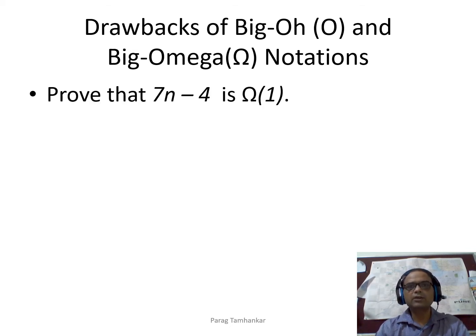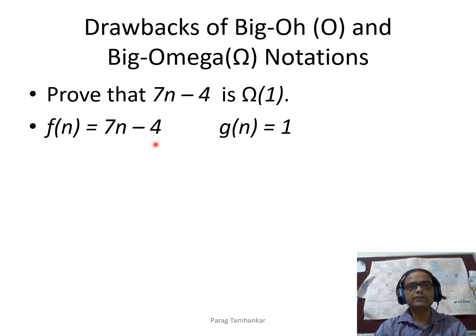Let's see the drawback of big omega notation. If you have 7n minus 4 and you want to prove that it is big omega of 1. Now 7n minus 4, according to what we know, we can ignore the constant, we can ignore the coefficient, and 7n minus 4 would always be order of n. But we will never say that it is a constant time complexity algorithm, because it has got an input dependent term in it, that is n. But mathematically a big omega notation can prove it. So that's the drawback of big omega notation, that we can prove that 7n minus 4 is big omega of 1, constant time complexity, which is wrong.